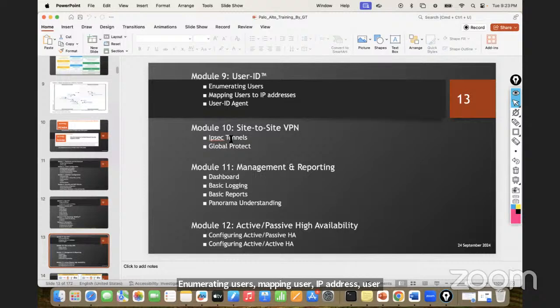And next, we are going to discuss site-to-site VPN, that IPsec tunnel, how it is going to be most important, how the GlobalProtect is going to be configured. That is the most important, most complex lab. We are going to do that.